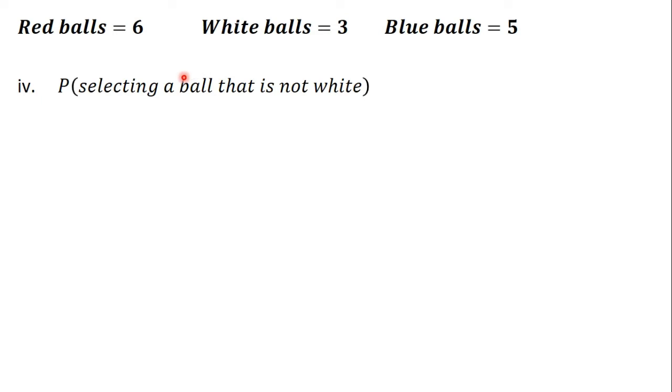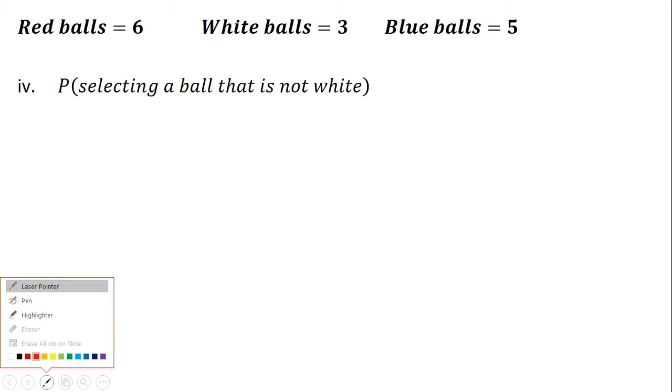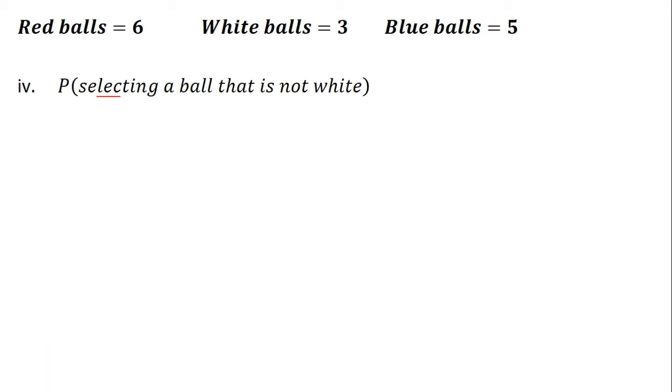The next event we are going to consider is selecting a ball that is not white. Now let's consider this statement very carefully. We have red balls, white balls, and blue balls in the bag. So if we are selecting a ball that is not white, it means that the ball is red or blue, because we have only 3 colors: red, white, and blue. So if the ball we are selecting is not white, it means that it is red or blue.